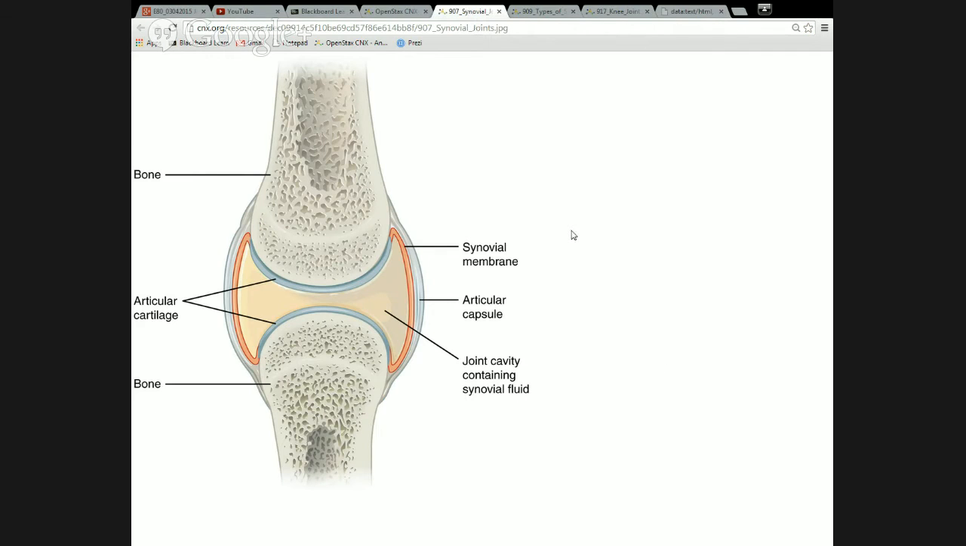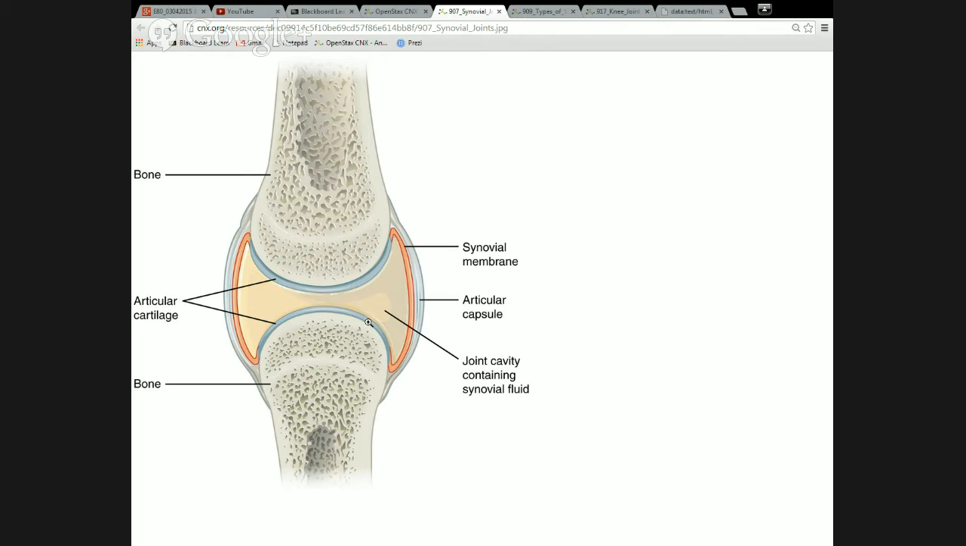So, synovial joints. This is the common picture to depict what a synovial joint is. What this is supposed to represent is a joint between two phalanges, which means one of your knuckle joints. And the picture is actually exaggerating things a little bit to point out where everything is, and I'll explain the implications of that in a second. But that's what we're talking about here.